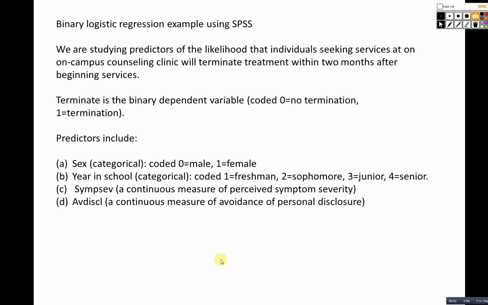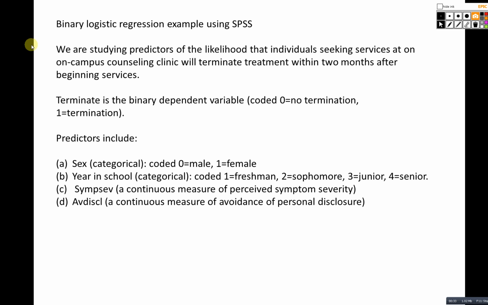In this video I'm going to illustrate how to carry out a binary logistic regression using SPSS. Binary logistic regression is utilized when you have a categorical dependent variable that has only two levels. Those levels are often coded 0 and 1, 0 referring to a baseline category or a baseline group, and the 1 referring to a target group.